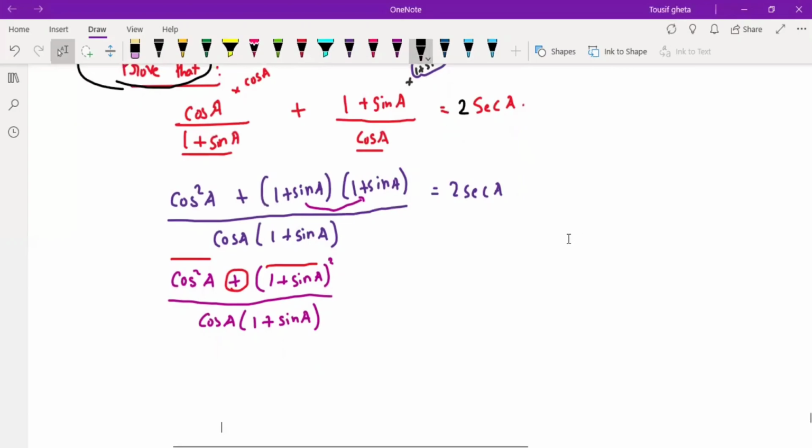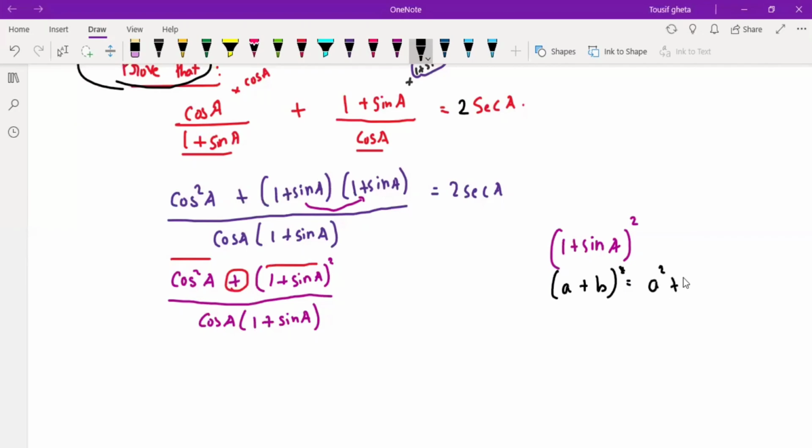So we need to solve the second term by using the a plus b whole square formula. We shall do it beside 1 plus sin A whole square. Which formula? That is a plus b whole square. This is a very common formula which you learned from 8th standard. The formula is a square plus 2ab plus b square.